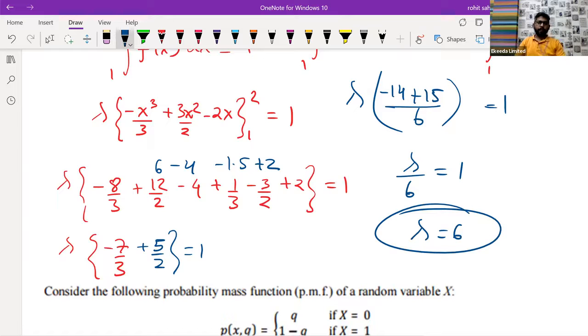Again, so 6 is correct, thank you. और आई गेस आप सबका भी ये आ गया होगा अभी तक.